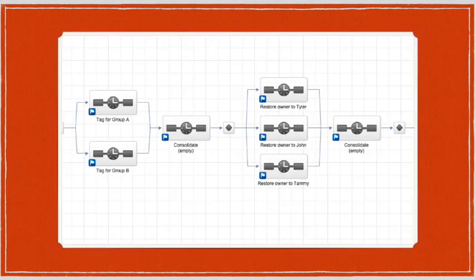Okay, so once they've been tagged for their split test group, now we're going to bring them back down to a consolidated sequence just to bring everybody back together again, and that's going to be an empty sequence just to be able to run a new decision diamond. And here we're going to restore the original owner. So we're going to run a decision diamond here based on the tag that we set on the original owner.